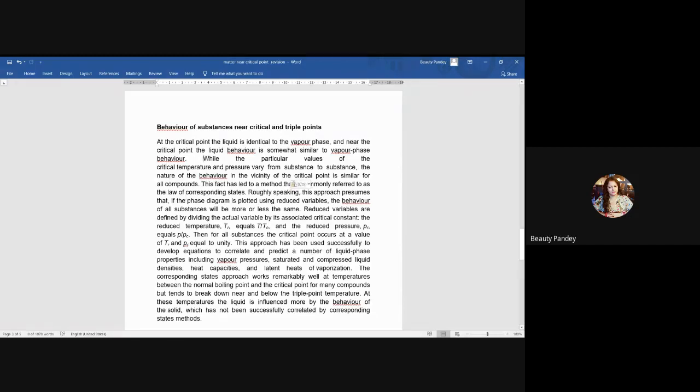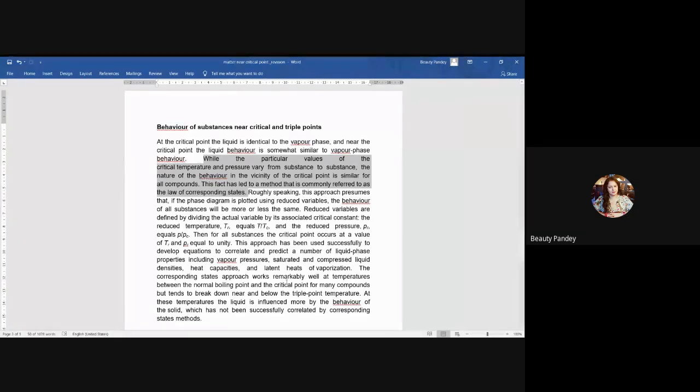See what is written: while the particular values of the critical temperature and pressure may vary from substance to substance, the nature of behavior in the vicinity of the critical point is similar for all compounds, and this is known as the law of corresponding state.